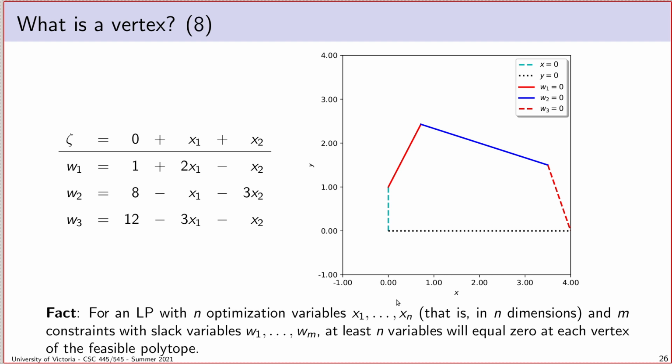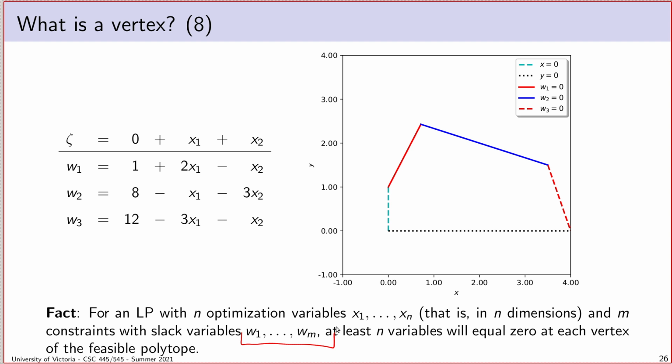That's what it says. And in general, that is true in n dimensions. So if I have a linear program with n optimization variables, x1 through xn, and you might be able to see now why I switched over to saying x1 and x2, and I was sloppy and didn't switch everywhere. If I have n optimization variables, so I'm working in n dimensions, and I've got m constraints, and I put my linear program into dictionary form, so I have my slack variables w1 up to wm.